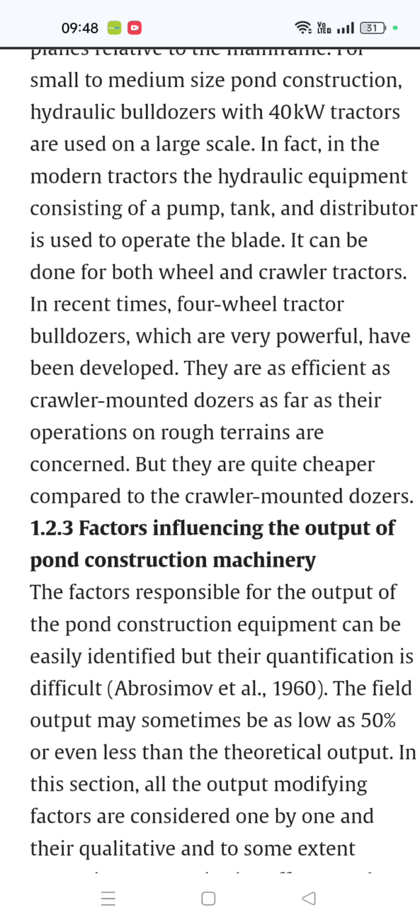In recent times, very powerful bulldozers have been developed for wheel tractors. They are as efficient as crawler mounted dozers as far as operation on rough terrain is concerned, but they are quite cheaper compared to the crawler bulldozer.